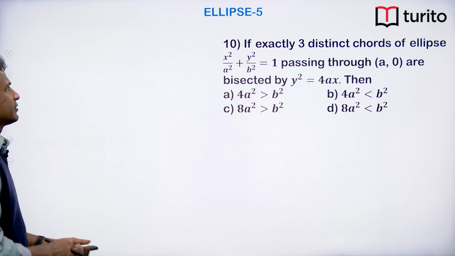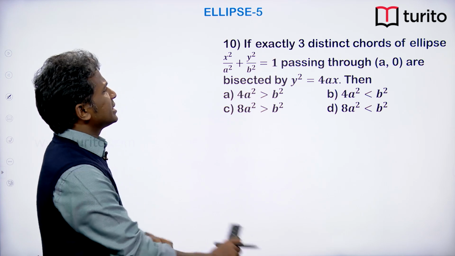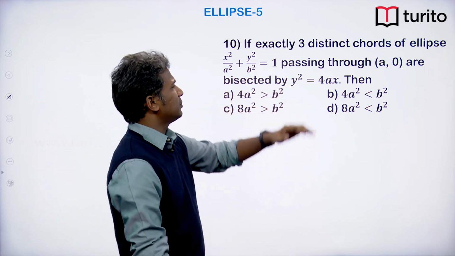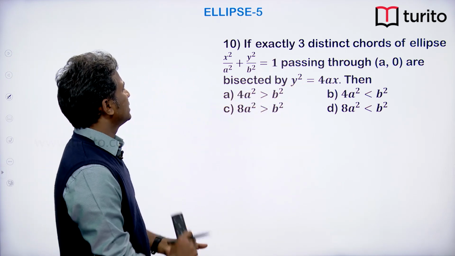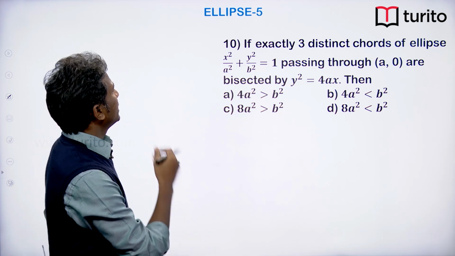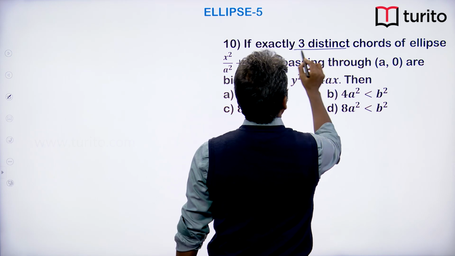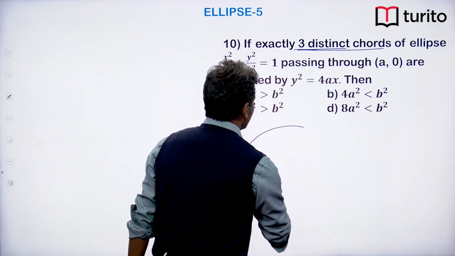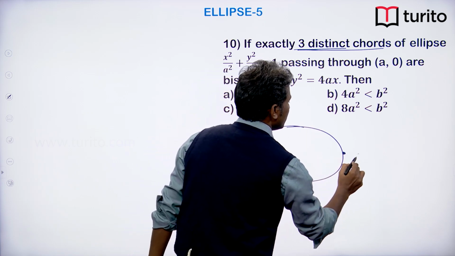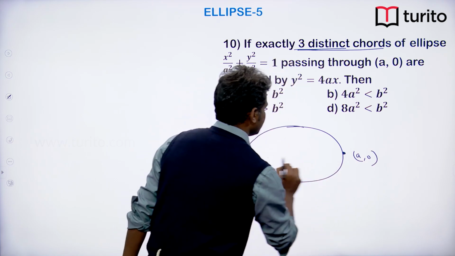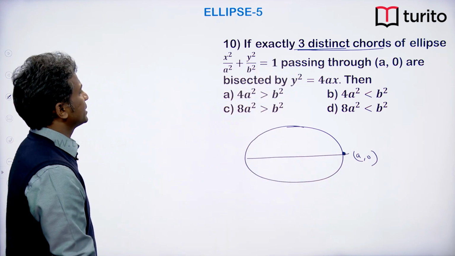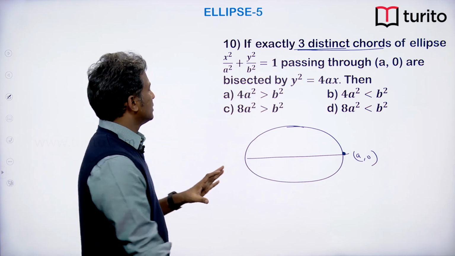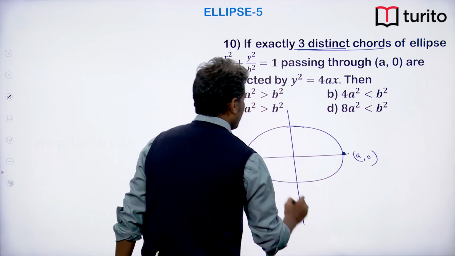Okay. So, next question. If exactly 3 distinct chords of the ellipse passing through (a, 0) are bisected by this parabola, then there is a condition that we have to verify. So, here it says 3 distinct chords of the ellipse passing through (a, 0). So, what is (a, 0) here? (a, 0) happens to be one of the ends of the major axis. So, this is one end of the major axis, and passing through this, it says that there are 3 distinct chords. So, let me just analyze this geometrically.